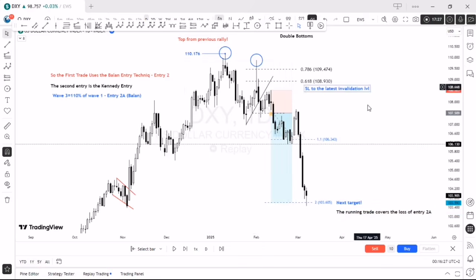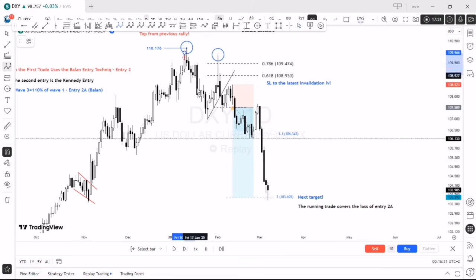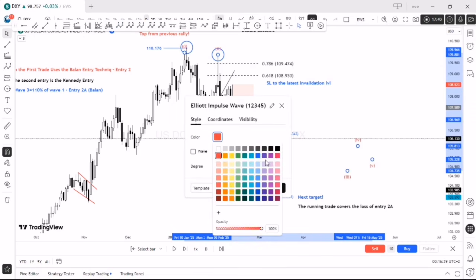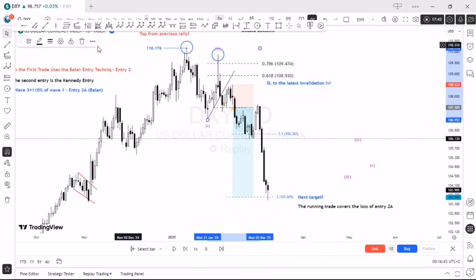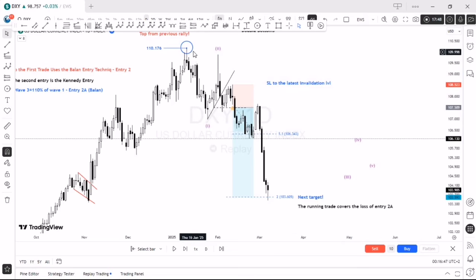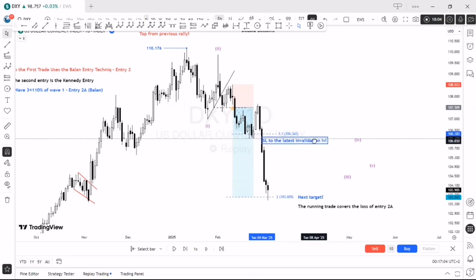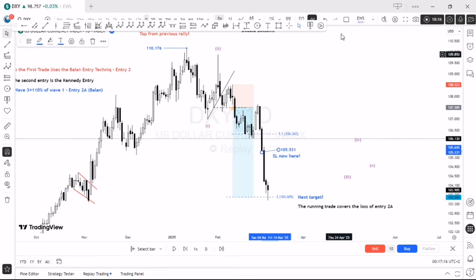So again, here it took a loss, but then given that we extended beyond that 1.618, the running trades actually covered up, specifically the second trade. They actually covered up for that loss of 2A, because I remember the first one, the initial target was 1.618, and we did move past that. We're now at 200% extension, so it has closed.